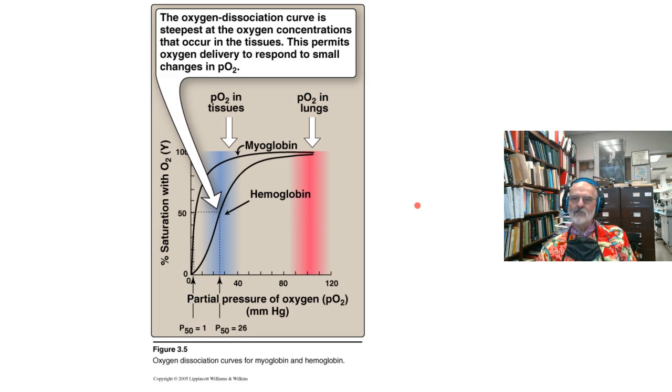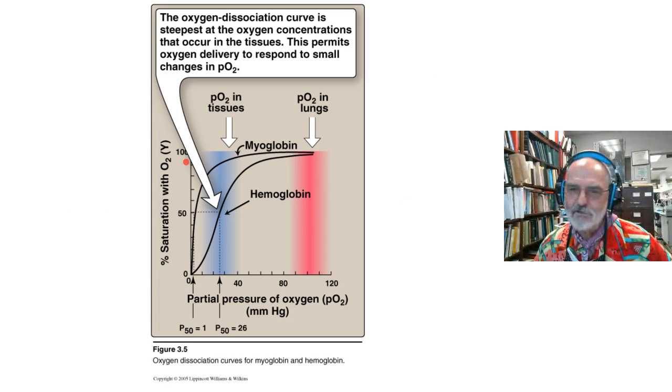Okay, so this is reflected here. This is percent saturation. So 100% for myoglobin is 1. 100% for hemoglobin is 4. This is the concentration of oxygen. Notice that the concentration of oxygen in the lungs is approximately 100 millimeters of mercury. The concentration in the tissues is approximately in the 20s and 30s. Okay, so myoglobin saturates around 1 millimeter of mercury. This is in the tissues or near the tissues in the bloodstream.